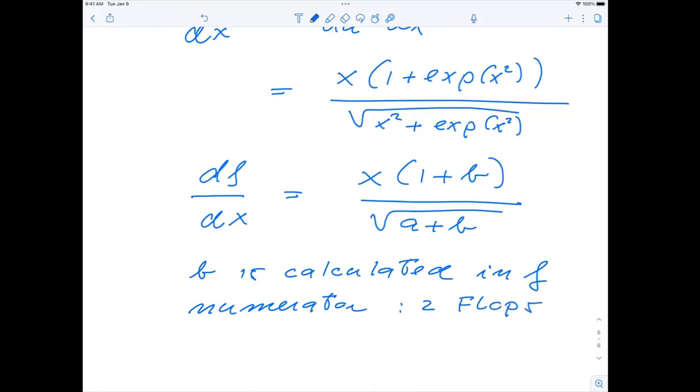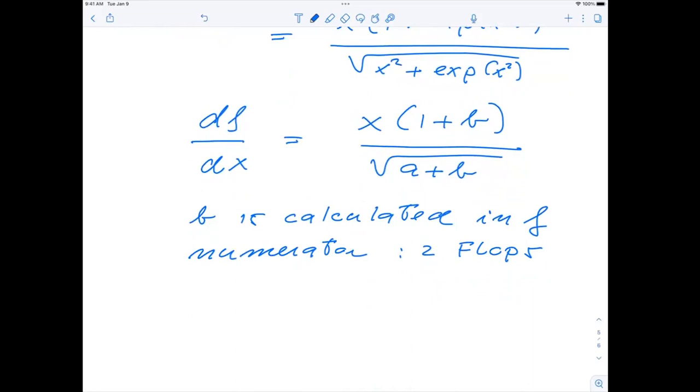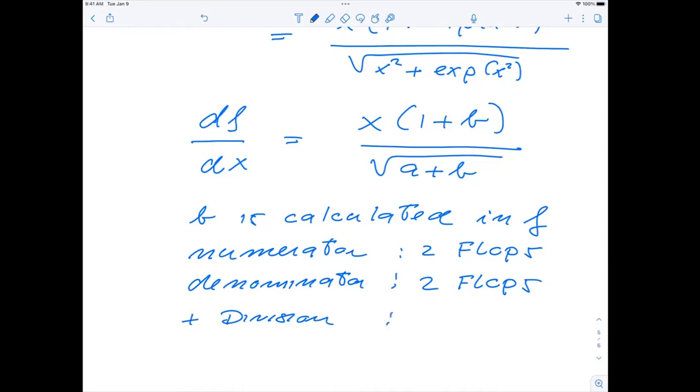If we then look at the denominator, we have already calculated a plus b. So we have a, and we have b. These are pre-calculated when we also evaluated f. And that means that if we take the denominator by itself, then we have one addition, a plus b, plus a square root. So that's 2 flops. And then finally, we need to add the division. So that gives us in total 5 floating point operations.